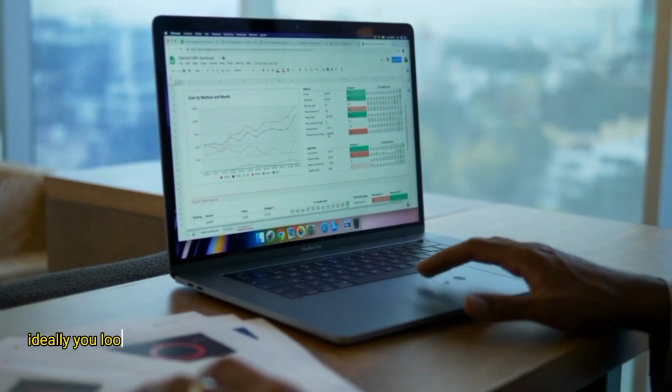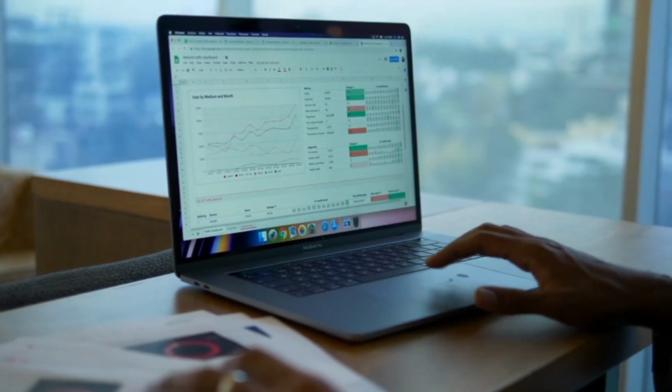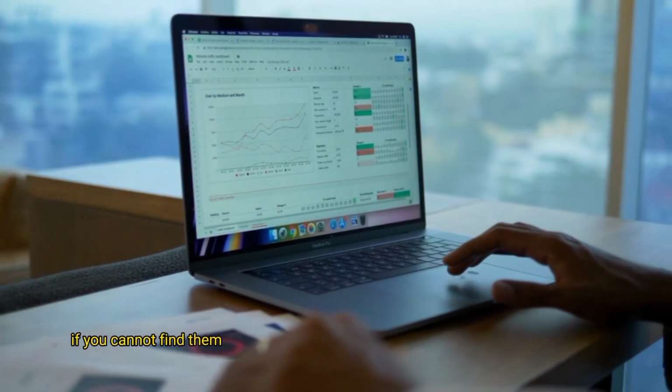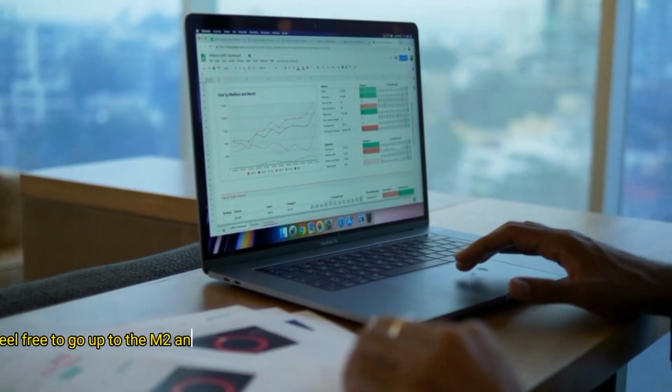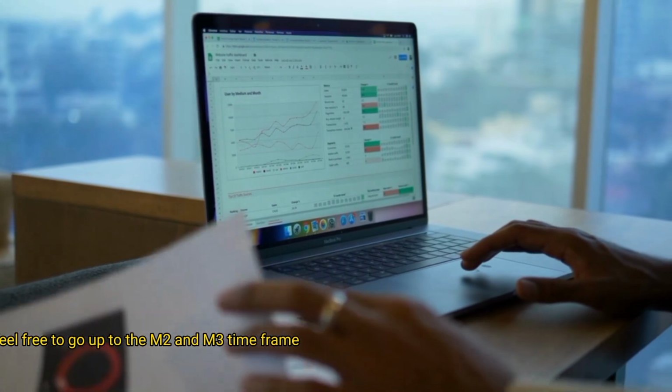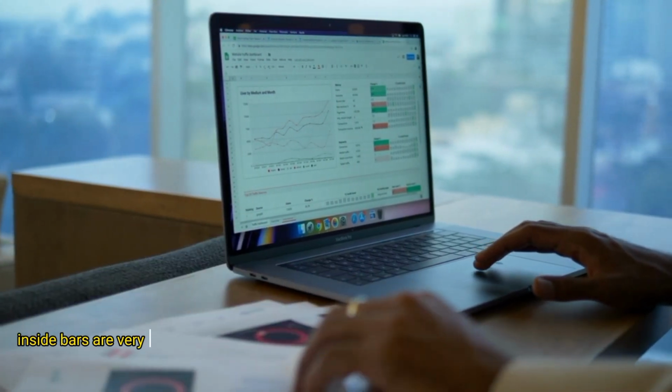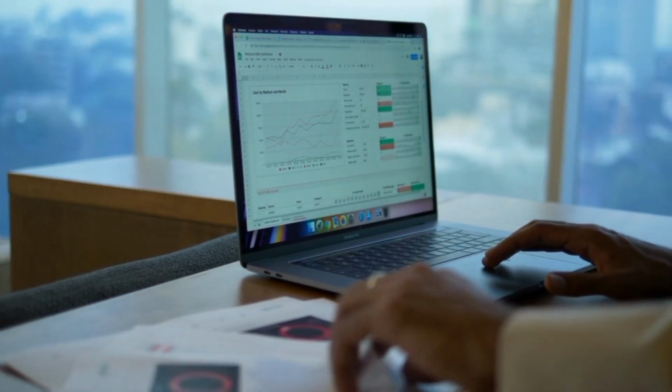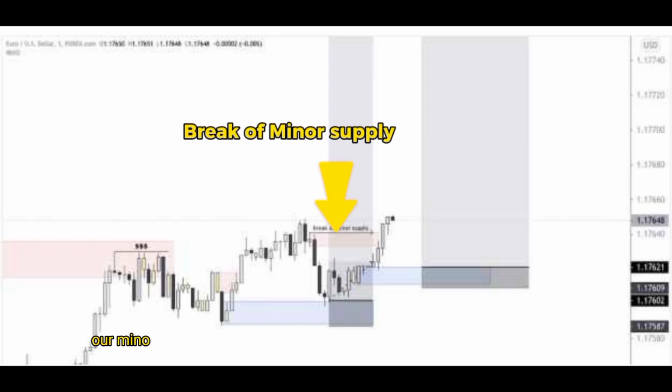Ideally, you'll look for full body candles. If you cannot find them, feel free to go up to the M2 and M3 time frame. Inside bars are very helpful for it as well. Since price broke our minor supply, marked in red, we can place an entry from what caused the break.